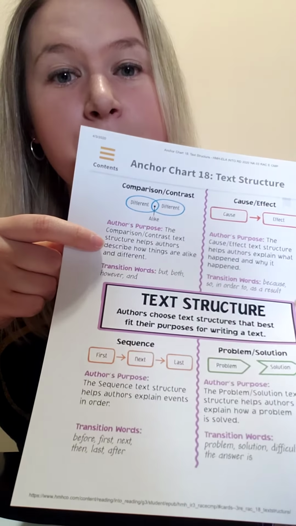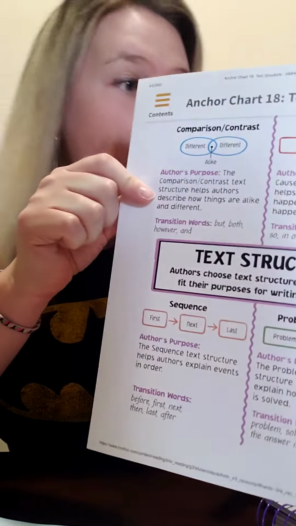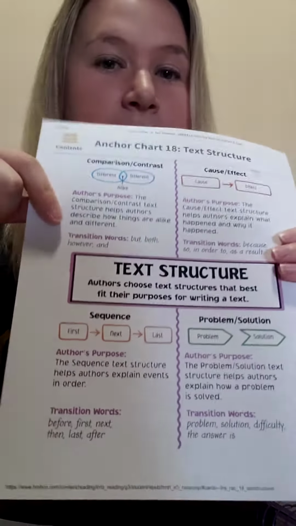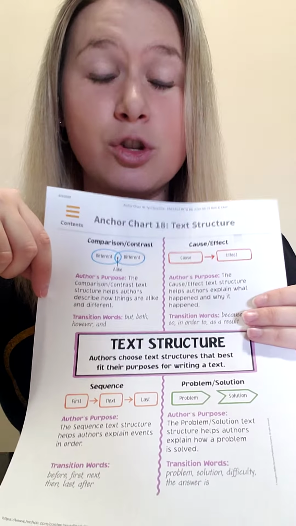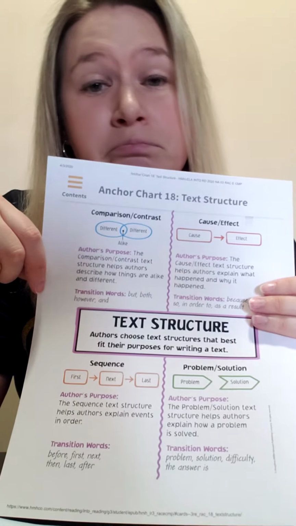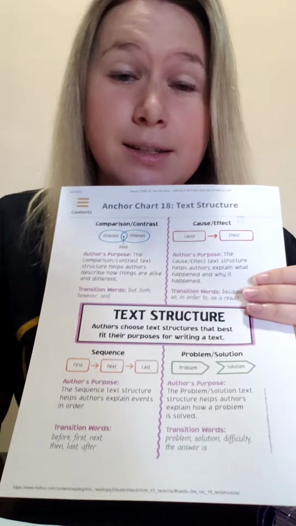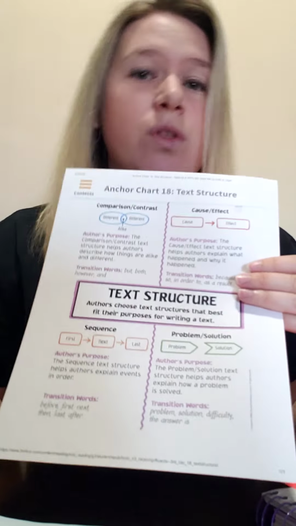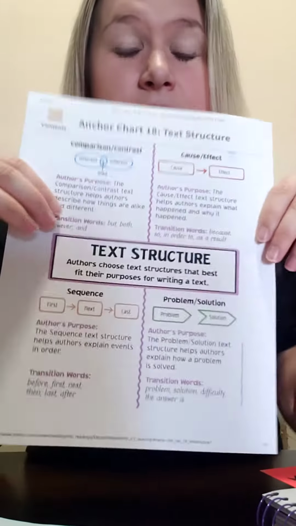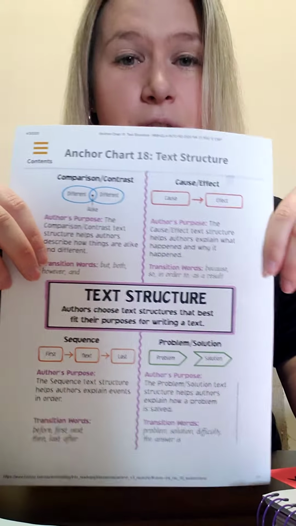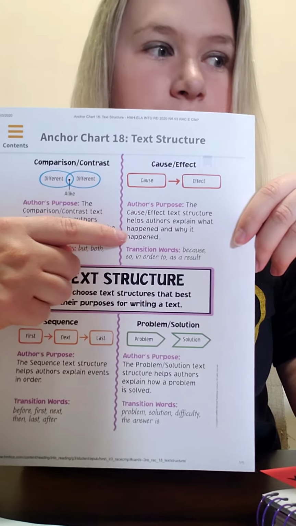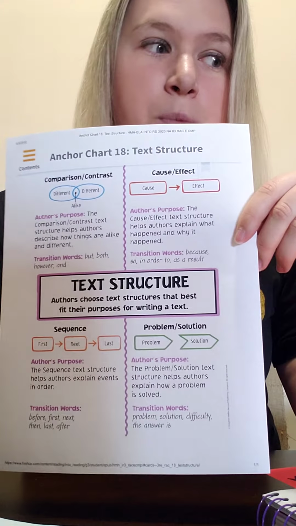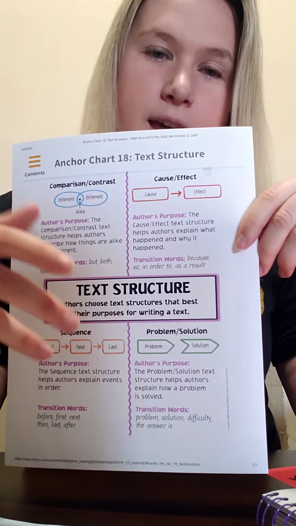So when we talk about compare and contrast, the author is describing how things are alike and different. So maybe he's comparing turtles and tortoises, because sea turtles and tortoises are the same, but they're also different. So they might be going through and telling us things that they have in common and things that they have different.